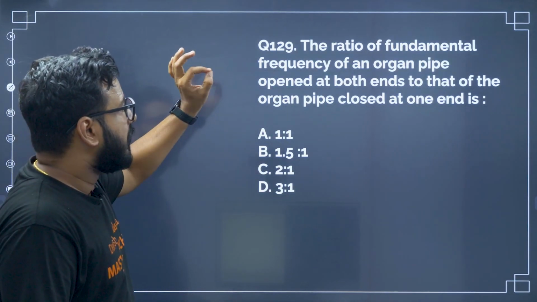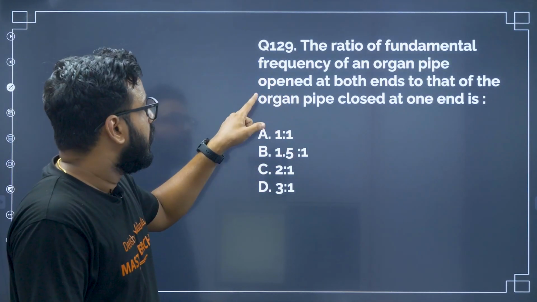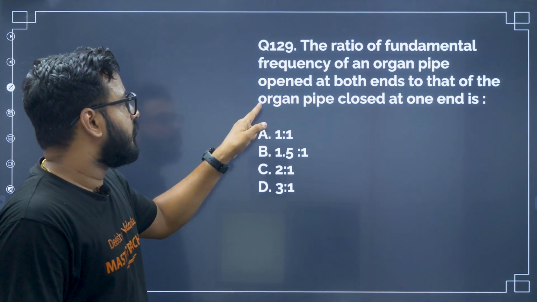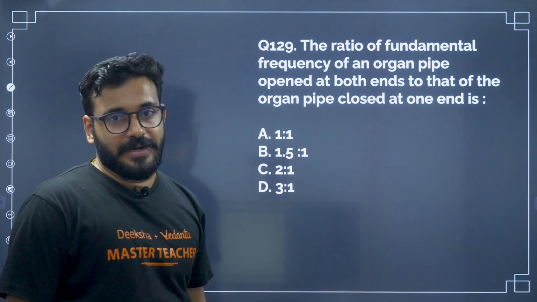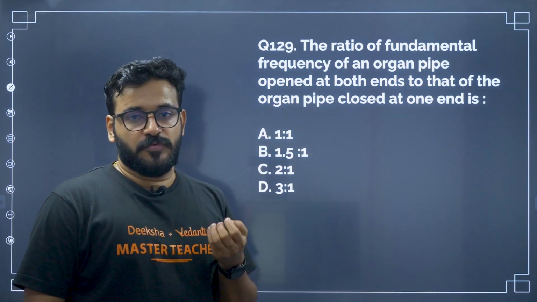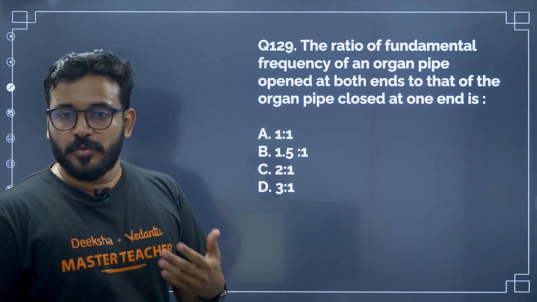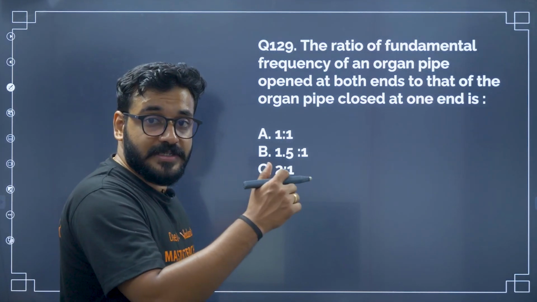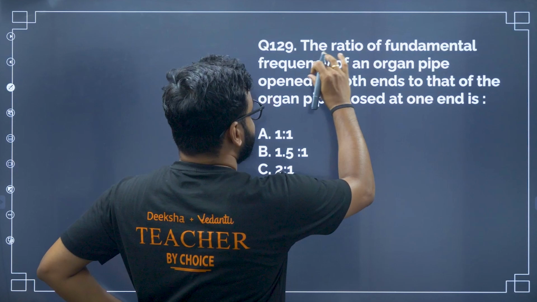The ratio of the fundamental frequency of an organ pipe opened at both ends and that of the organ pipe closed at one end. So here the fundamental modes of open and closed pipe is very important. So you need to know that. So it is actually for a closed, for first let's say open.